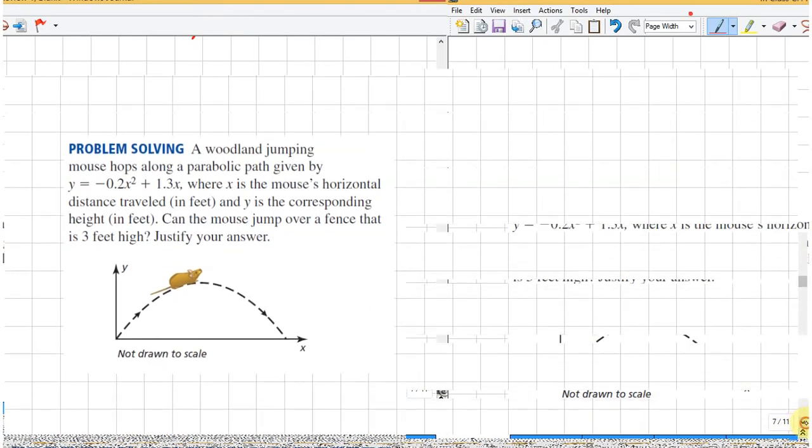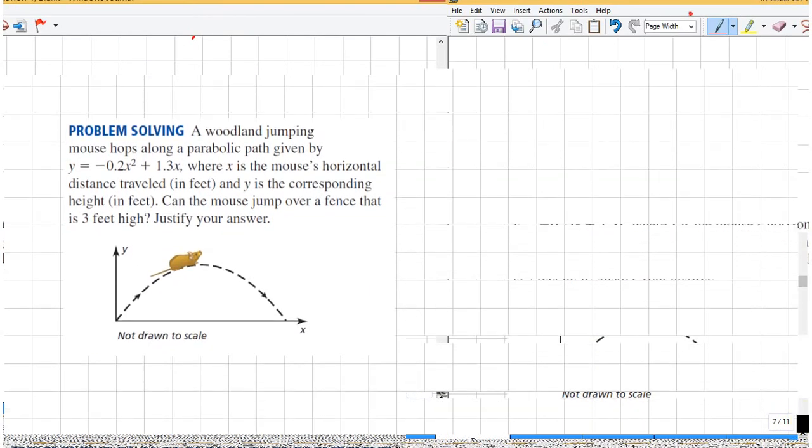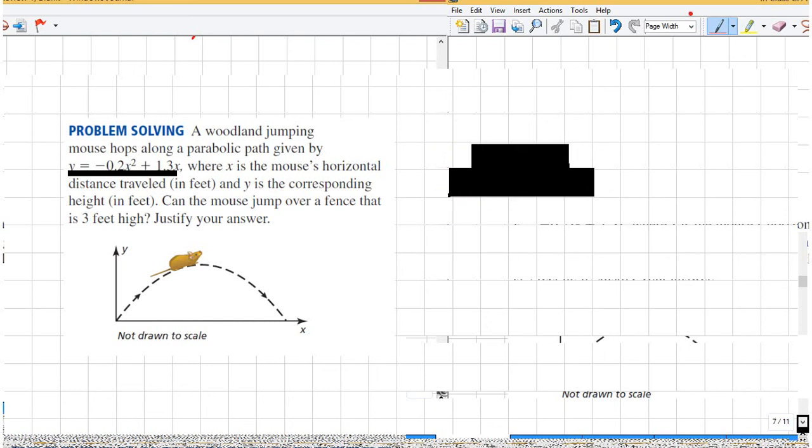Okay, another kind of word problem is, let's see what we have here. We have a frog that's jumping, and this is the equation that models its jump, where x is the horizontal distance and y is how high it goes. And it says, can the mouse jump over a fence that is 3 feet high? So here's the mouse's jump. Here's where it starts. Here's where it ends. And the vertex will be halfway in the middle. So we need to find the height at its maximum, right? That's the maximum height.